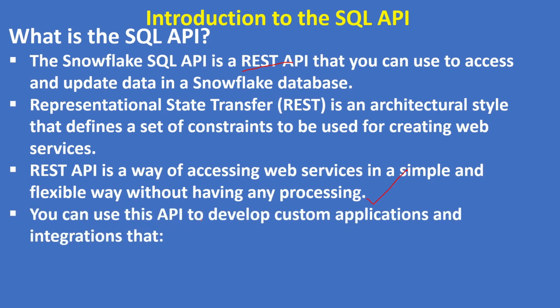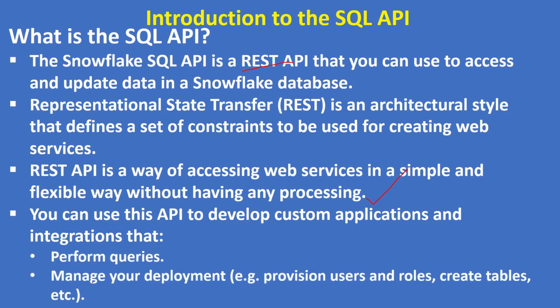You can use this API to develop custom applications and integrations that perform queries and manage your deployment. For example, provision users and roles, create tables, etc. So you do not need to connect through Snowsight or SnowSQL. If you develop any web application, in that web application you can use the SQL API to connect to Snowflake and access the data as well. You can insert, update, or delete data, whatever you want, by using this SQL API.